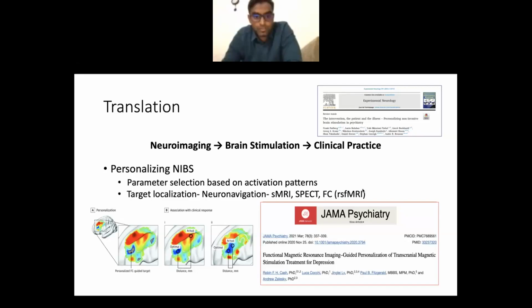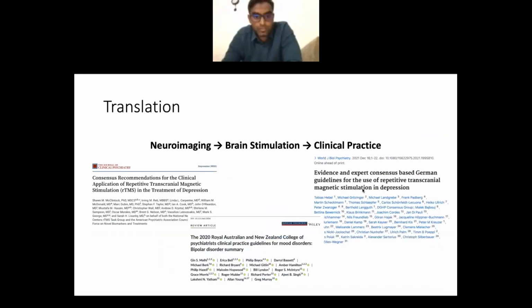So this is the kind of direct translation and the personalization that neuroimaging can help in the use of non-invasive brain stimulation. Now coming to how this brain stimulation can get into clinical practice. Dr. Muralidhar also told us about the new Royal College of Australia and New Zealand guidelines. There's a bit of controversy as well when the Royal College suggested the use of RTMS for the treatment of mood disorders. For bipolar disorders they still don't recommend that, but for major depression they do. There's a controversy about whether they should have included that or not.